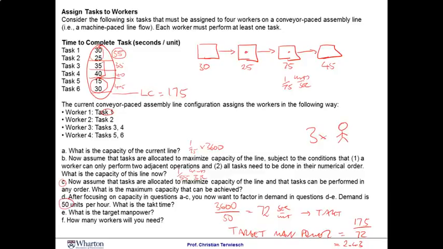Now, the last question is going to be tricky. As we go from the target manpower to the actual staffing level, we have to once again tackle the problem of assigning workers to tasks. Let's take a look at this together. Now, here are the processing times: 30 seconds for the first, 25 seconds for the second, 35, 40, 15 and 30 seconds per unit respectively.